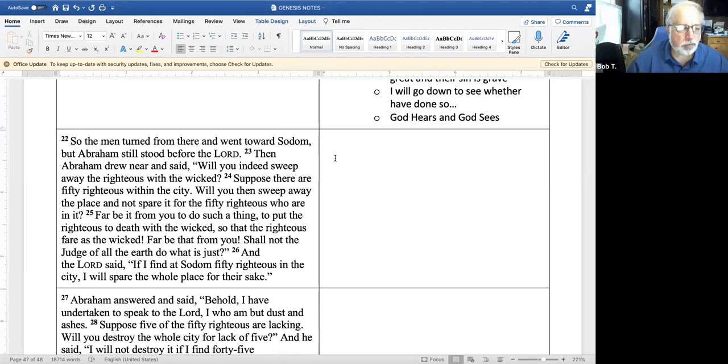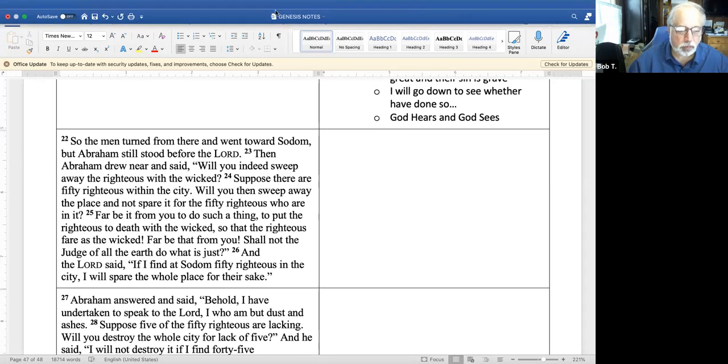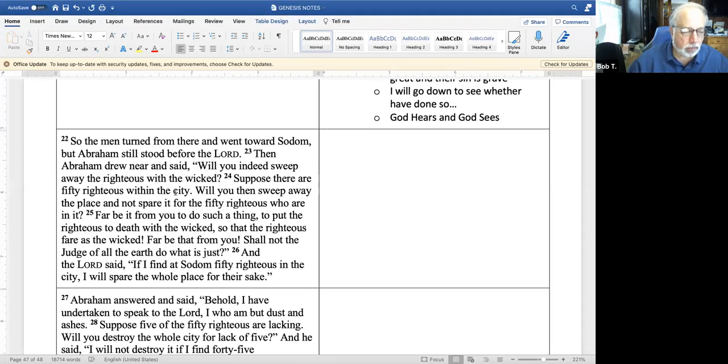So the men turned from there and went towards Sodom, but Abraham still stood before the Lord. Then Abraham drew near and said, will you indeed sweep away the righteous with the wicked? Suppose there are 50 righteous within the city. Will you then sweep away the place and not spare it for the 50 righteous who are in it?